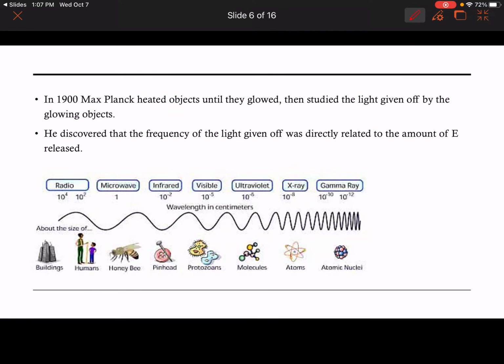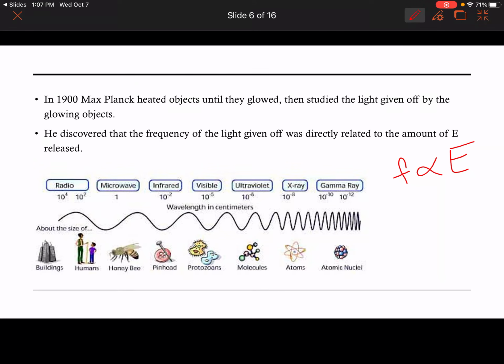Now, in 1900, Max Planck, now we're on the third page here, heated objects until they glowed. Then he studied the light given off by the glowing objects. He discovered that the frequency of light given off was directly related to the amount of energy released. So he said frequency is going to vary directly with energy.